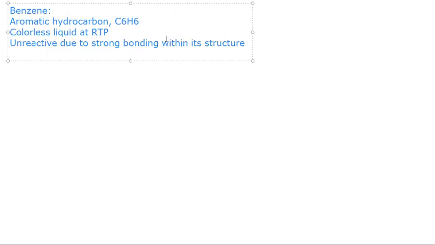Oftentimes we use benzene as a non-polar solvent. That's why most non-polar organic molecules will be able to dissolve in benzene. However, due to the carcinogenic nature of benzene, it's no longer used.